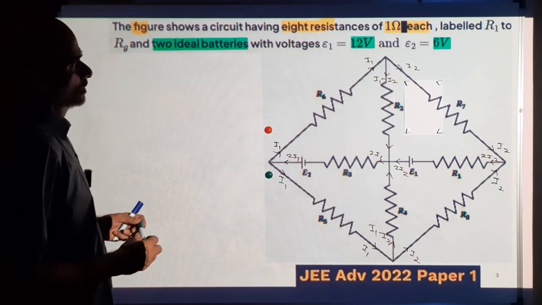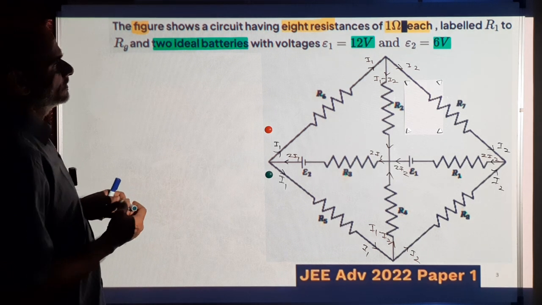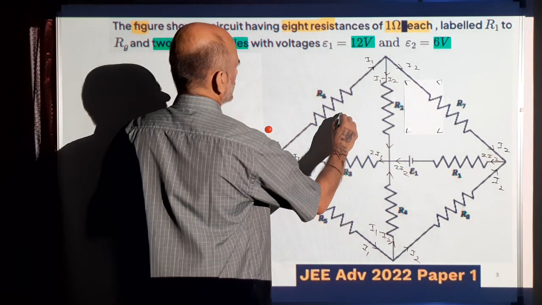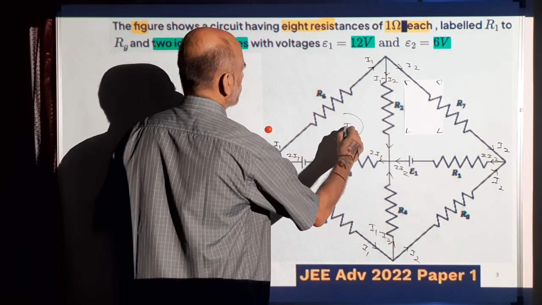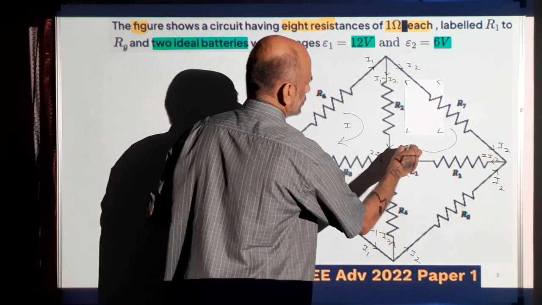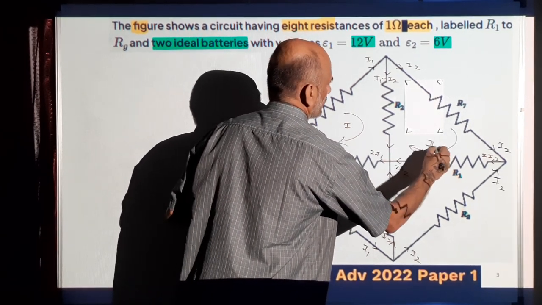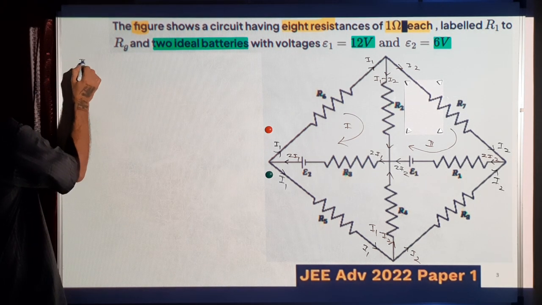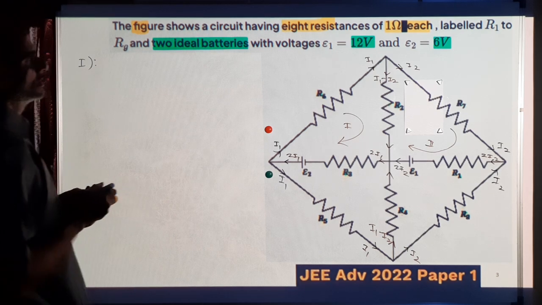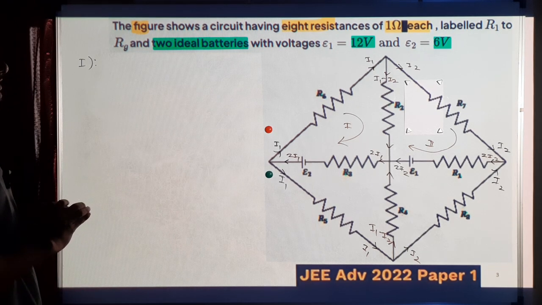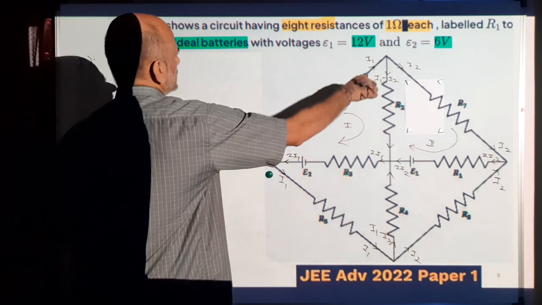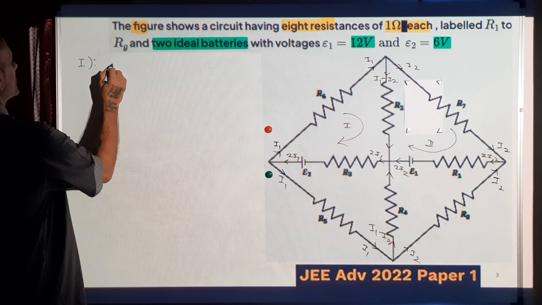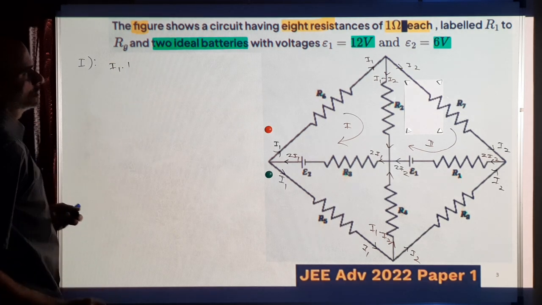So there are two unknowns, I1 and I2. So if I apply KVL in two loops, I can solve the question. So this is loop 1 and let me take this as loop 2. So KVL in loop 1, I write summation of voltage drops equal to 0. Along the direction of current in a resistor, there is a voltage drop. So the drop from here to here is I1 into the resistance value, which is 1. All the resistances are 1 ohm.